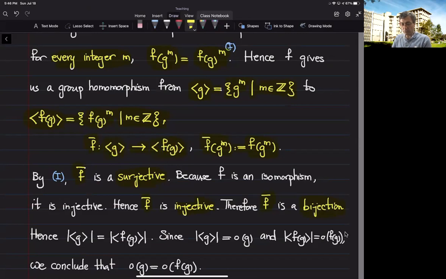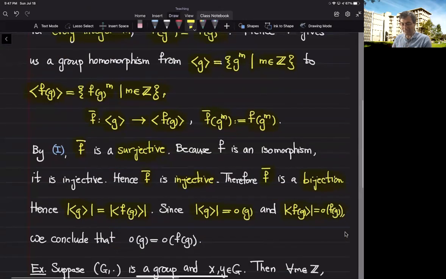So the cardinality of the cyclic group generated by g is the same as the cardinality of the group generated by f of g. But remember, the cardinality of a cyclic group is the same as the order of the generator. And the cardinality of the cyclic group generated by f of g is the same as the order of f of g. Now that these groups have the same cardinality, we can deduce that these generators have the same order.